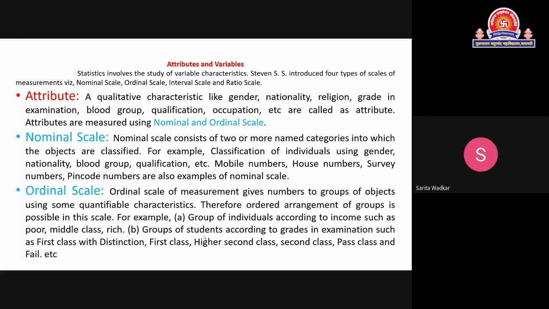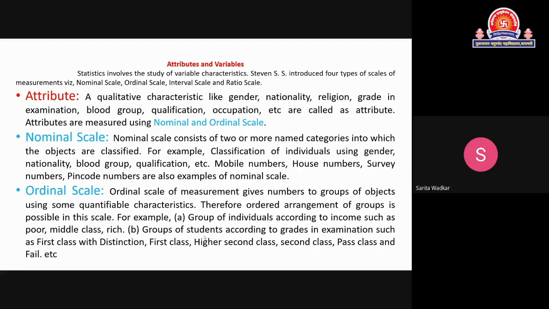More examples for the orders are groups using heights such as short, medium, tall. You can say she is short, or he is medium, or he is tall. So here you are giving the order there, and you are getting the data, the number of short, medium and tall persons. Similarly, groups of individuals as dull or intelligent, groups of objects as soft or hard, are all situations where the ordinal scale can be used.